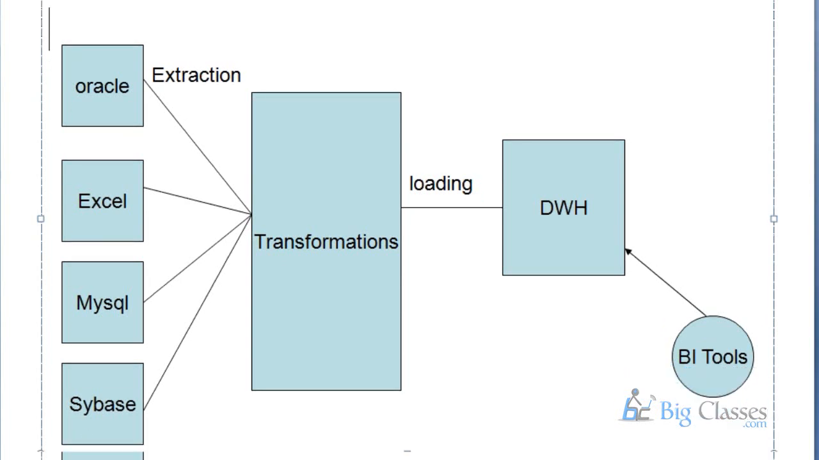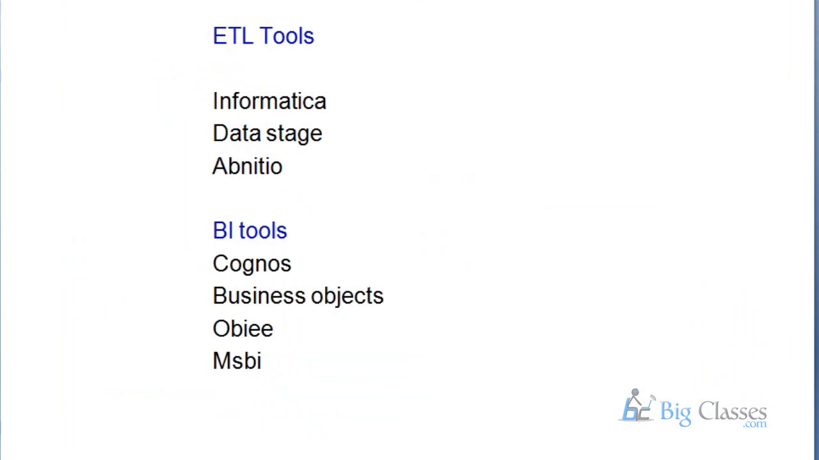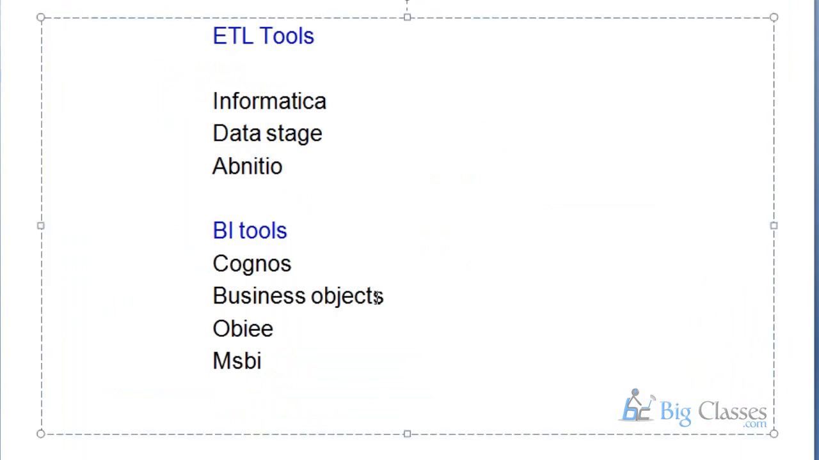To develop different kinds of reports, we have different tools like Cognos, Business Objects, OBIEE, MSBI, Crystal Reports. IBM is the owner of Cognos, Business Objects has been integrated with SAP, Oracle is the owner of OBIEE, and Microsoft is the owner of MSBI. I don't think there are big differences between all these reporting tools. Nowadays each and every tool has all the options.